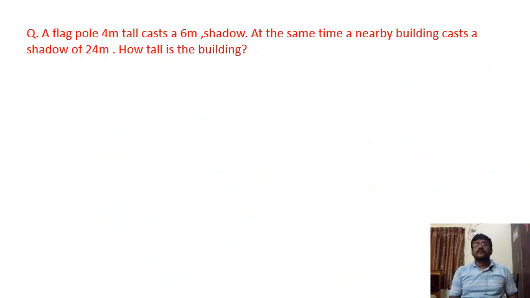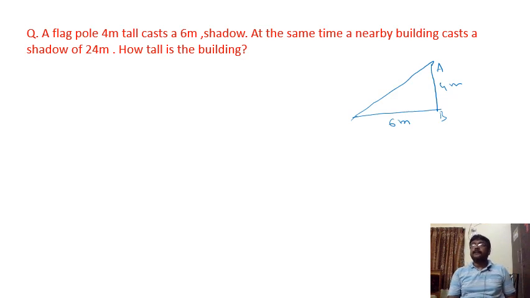Another question. A flagpole of 4 meters tall casts a 6 meter shadow, and at the same time a nearby building casts a shadow of 24 meters. How tall is the building? Right, we have a flagpole. Suppose this is a flagpole AB. Don't worry, it is straight, feel it. Suppose this is its shadow, that means it's a 6 meter shadow. This is 4 meters. So join like this. Sun rays are falling like this, okay, shadow.